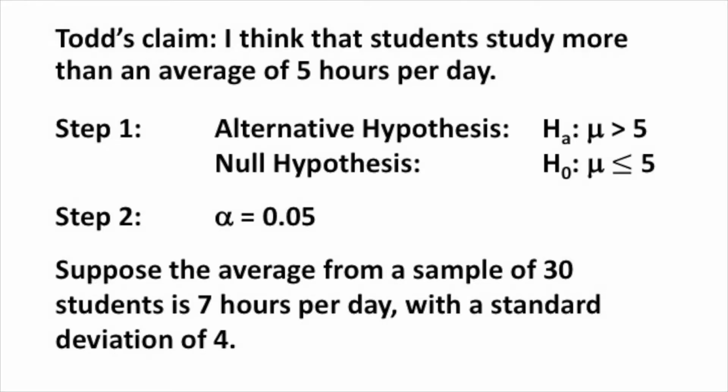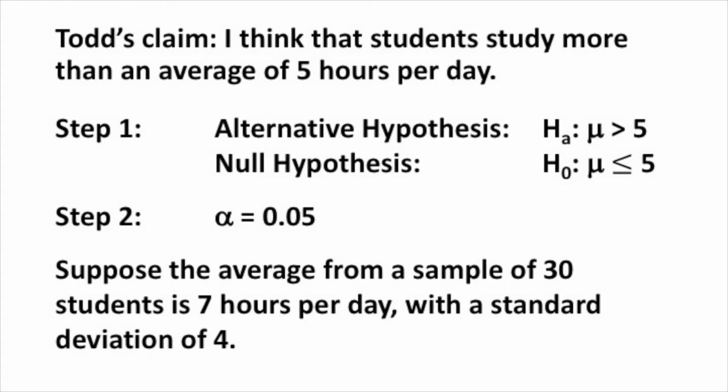So I have this claim that I think that students study more than an average of 5 hours per day. To test this claim, I'll do what's called a hypothesis test. The first step is writing out my hypotheses. My alternative hypothesis, which is a statement of my claim, is that mu, the population mean, is greater than 5, versus my null hypothesis, that that's not the case. For it not to be the case, mu, the population mean, would have to be less than or equal to 5 hours per day.